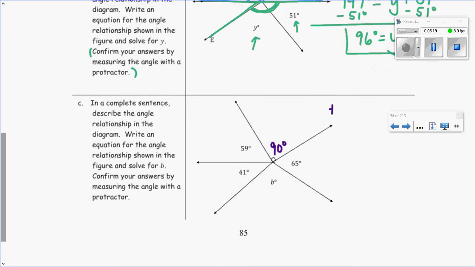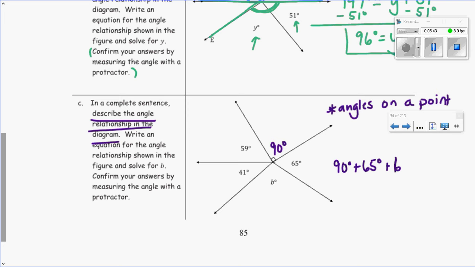Okay, so this is angles on a point. I know the directions say in a complete sentence, but it's okay. Describe the relationship in the diagram. It's okay to say angles on a point, and now you see that those angles all will make 360 degrees. So the number sentence looks like this. Let's start with the 90 and work our way around. 90 plus 65 plus B plus 41 plus 59.